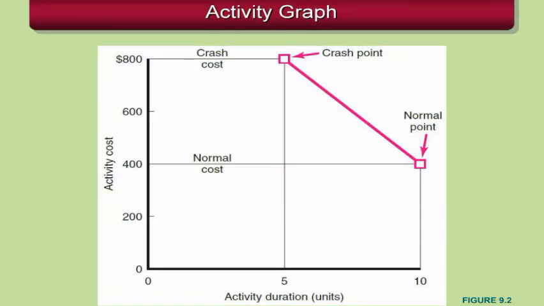Here's an example of one activity with its normal cost of $400 for its normal time of 10 days. In this particular case, this activity can be reduced up to 5 time units. When we reduce it a total of 5 time units, its total cost is $800. Therefore, its cost per day is $80. For each day we reduce this particular activity, we have an $80 increase in cost to do the work.